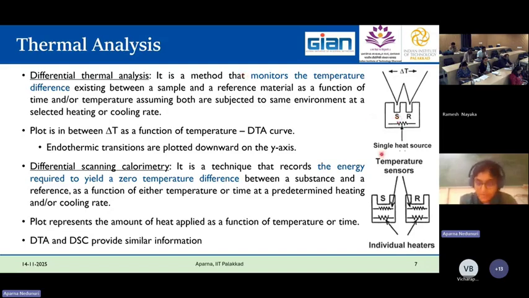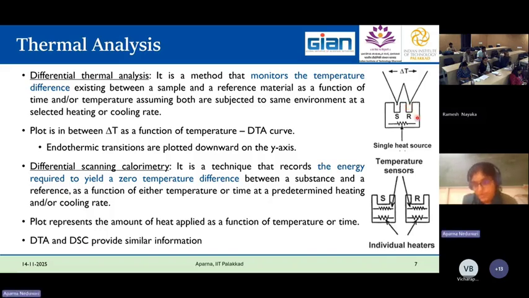Okay. In differential thermal analysis, we have a sample system, and to avoid the noise that we get from the surroundings, we always have a reference system. Both sample and reference are provided with a single heat source, meaning both are kept in the same environment. Same environment here means either we are heating at the same rate or cooling at the same rate. When we do that, what we monitor is the difference in temperature of the sample with respect to the reference. So we take the temperature of the sample and the temperature of the reference when the entire system is kept at a constant heating rate or constant cooling rate.